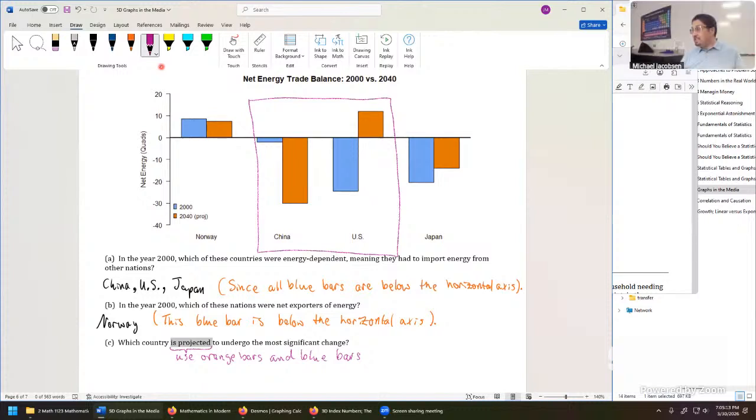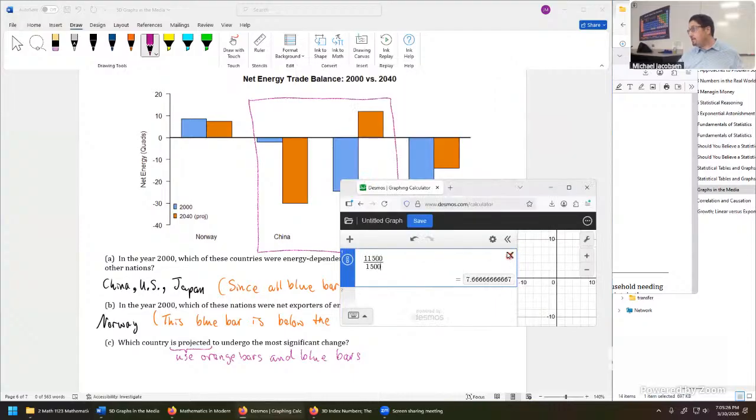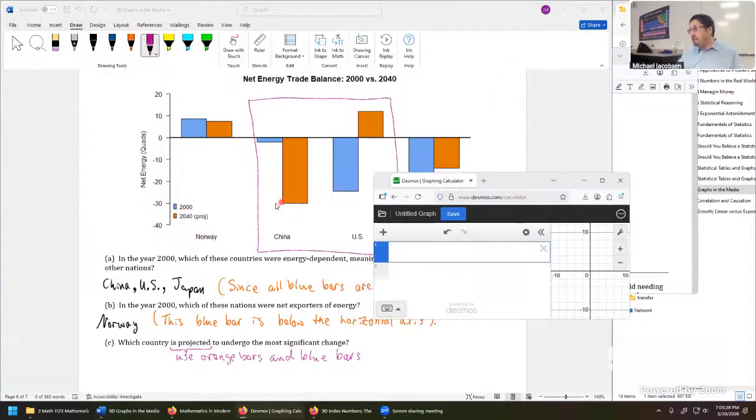Yeah, I agree. To be honest, it actually is kind of hard on my eyes to see the absolute difference between the two. To find the difference, I would have to take, for China, an estimate, and they're at, say, about negative 28 quads. Then we minus in the 2020, that's about negative 2 quads. So their change is negative 26 quads.